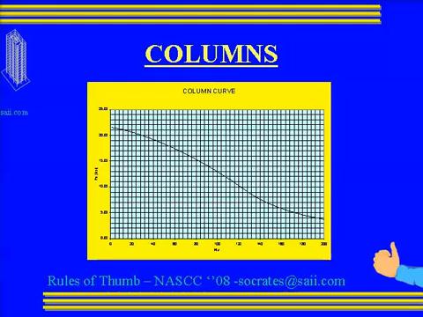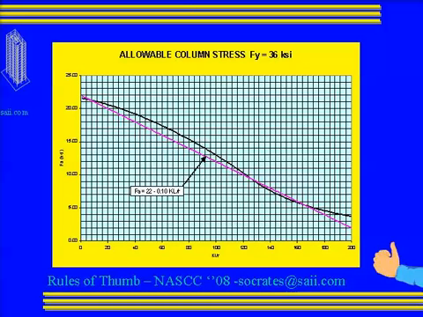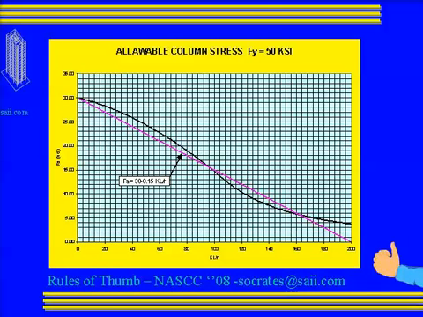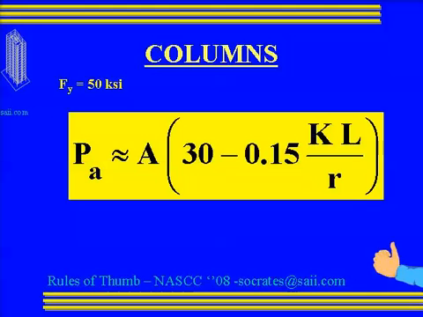Let's talk a little bit about columns. This is the column curve with KL over R on the bottom and the allowable stress on the top. We try to strike a simple straight line through it. Again, this is rules of thumb. Ted Galambos was in here, he would kill me. But a very simple equation fits that curve, and that is that the allowable stress is in essence 22 minus 0.1 KL over R. And if we're using 50 KSI material, that modification factor becomes 0.15.